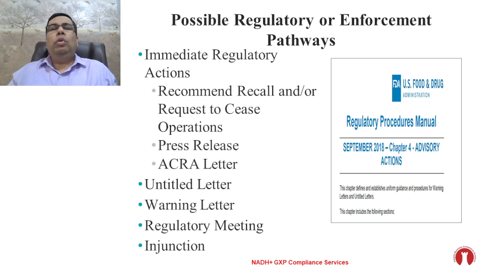So these are the possible regulatory or enforcement pathways. Means if FDA inspects the site and a non-conformity is observed, what type of actions can be taken? There will be some immediate regulatory actions, which include a recommended recall or a request to cease the operations. Then there may be a press release, or there may be some letter. There may be some untitled letter.